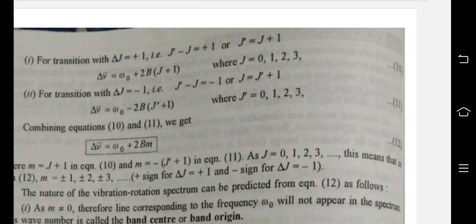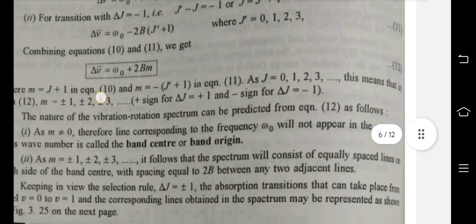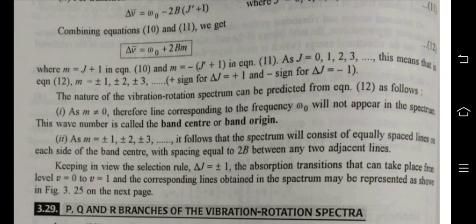The second is for transition with ΔJ = −1, that is J' − J = −1 or J = J' + 1, Δν̄ = ω_0 − 2B(J + 1), where J' = 0, 1, 2, 3. Combining equations 10 and 11, we get Δν̄ = ω_0 + 2Bm, where m = J + 1 in equation 10 and m = −(J' + 1) in equation 11, and J = 1, 2, 3.